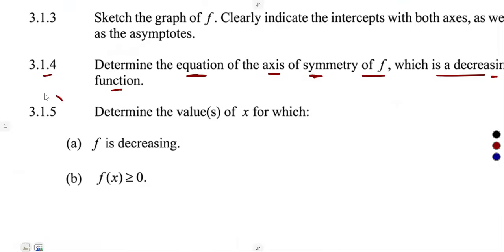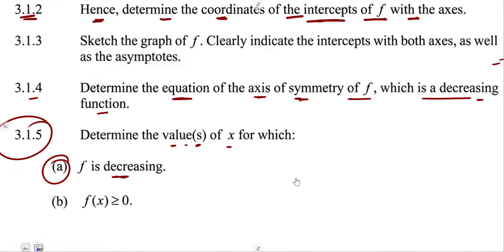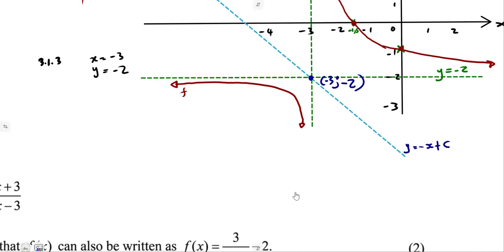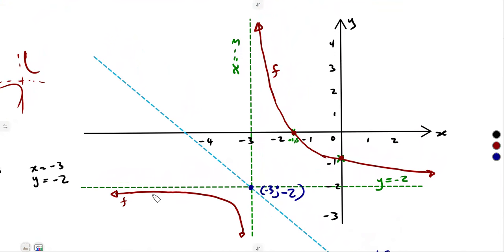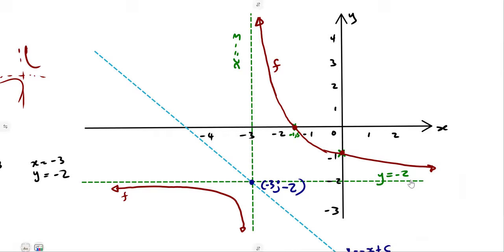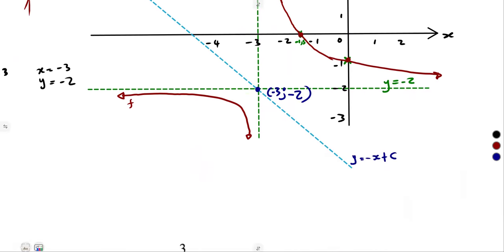3.15. Determine the values of x for which our f is decreasing. The function f is decreasing. This is our function f, guys. Where is it decreasing? The function f, as we can see, is a decreasing function, guys. For these values, as you can see, here it's going to be going down. Here it's going to be going down. So that's a decreasing function throughout. So x is supposed to be real because we can notice that for this part, all right?